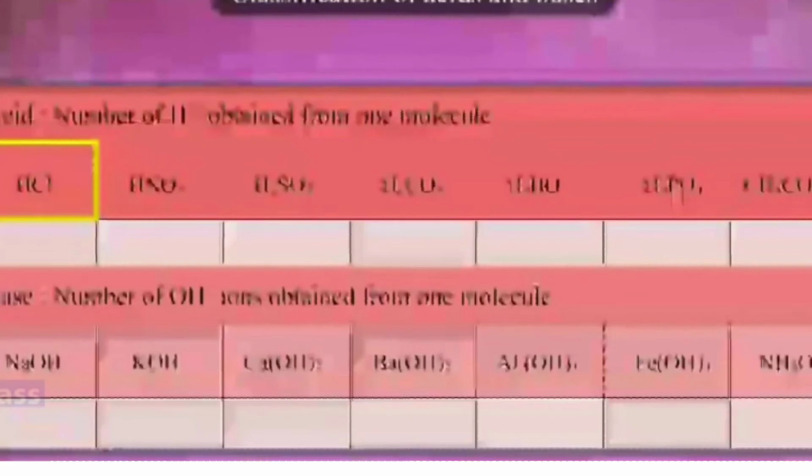Here in front of you the table is there. Now HCl, one molecule will give only one H ion, right? So you have the basicity as 1. HNO3, you have one H plus ion, so your basicity here is 1. Then H2SO4, there are 2 hydrogen ions, so 2. H2CO3, 2. H3PO4, 3. All are 3 because H3 is there.